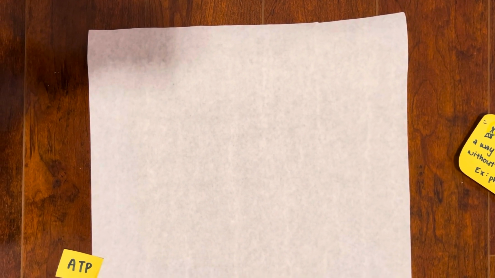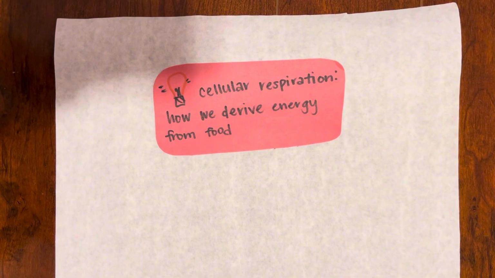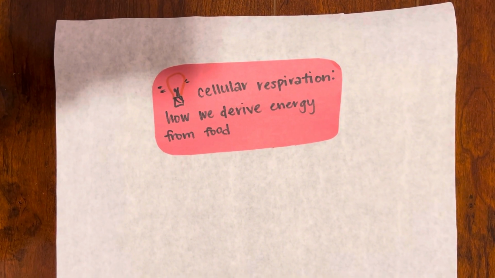Previously, we talked about the light reactions. Now, we are here to talk about ATP and respiration. So, let's get started. Cellular respiration is how we derive energy from food, specifically glucose.